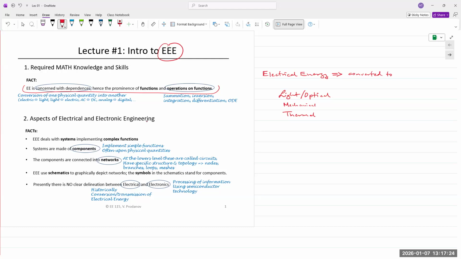Okay. So it's primarily concerned with dependencies because you're trying to have a system, you have a function, the function might depend on something or some other function might depend on your function in your systems. So we're primarily concerned with dependencies. Hence, we do a lot of math where there are functions and then operations on those functions. Okay, so this energy conversion requires a lot of interdependencies. In order to solve them mathematically, we use a lot of mathematical operations like summation, differentiation, integration, etc.